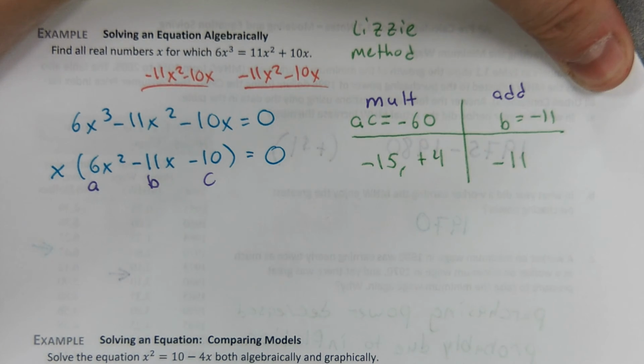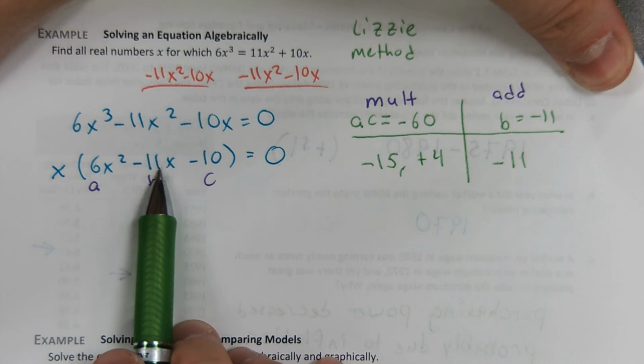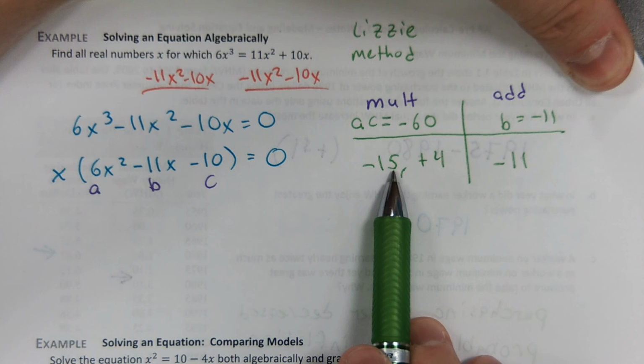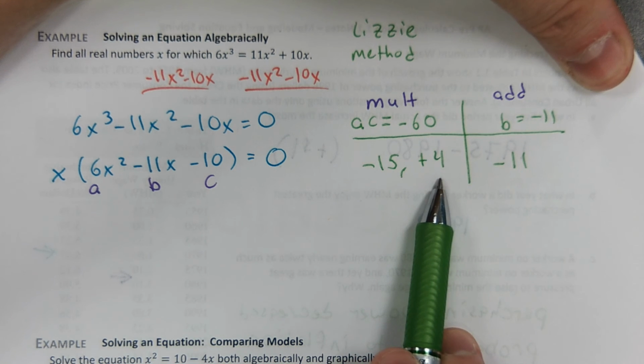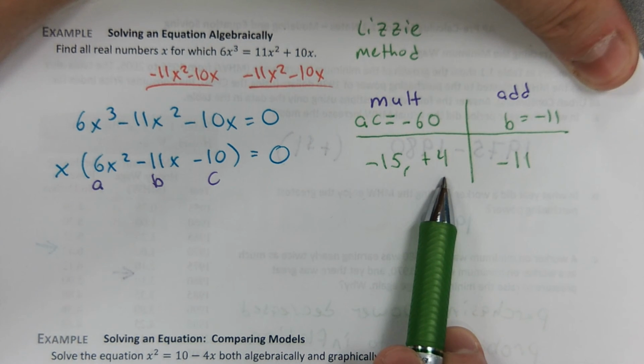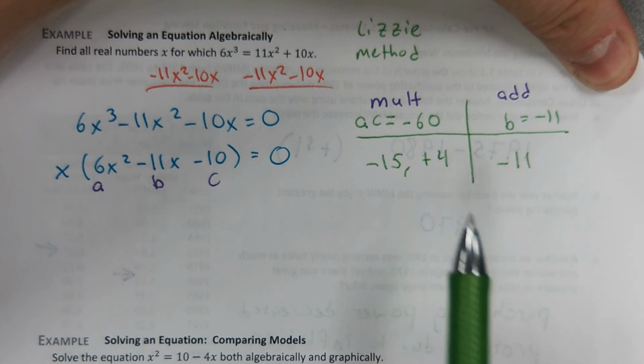In order to do this using the AC method, you would split this negative 11x into a negative 15x and a positive 4x. And then you would proceed to factor by grouping. That is the true method. But this is how the Lizzie method works.